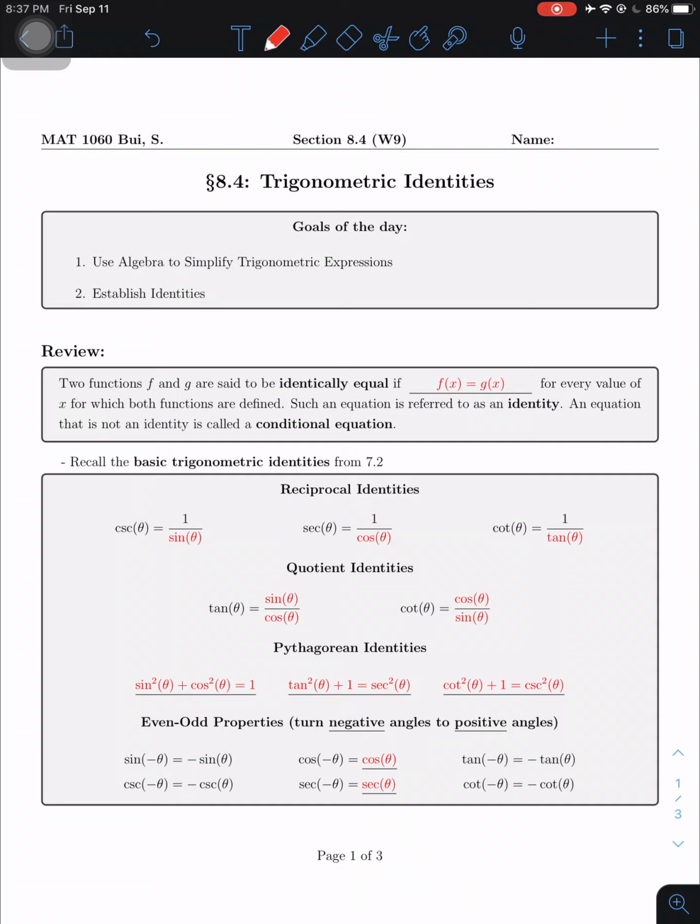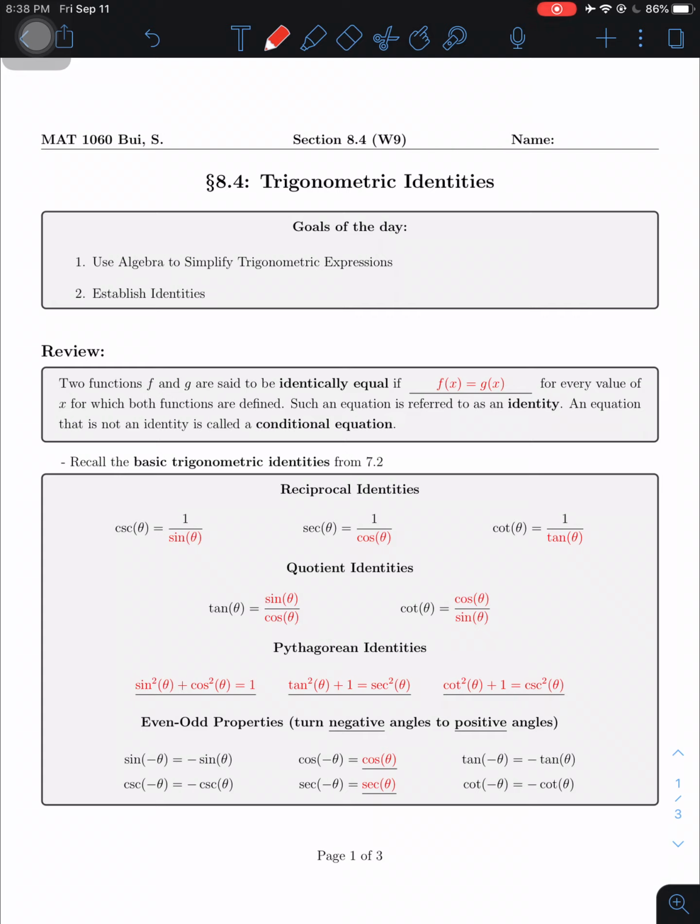Before we jump into the content, let me review a little bit of some old concepts. Two functions f and g are said to be identically equal if f equals g for every value of x for which both functions are defined. Such an equation is referred to as an identity.